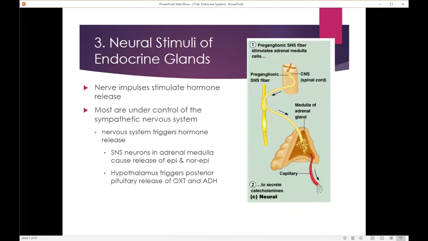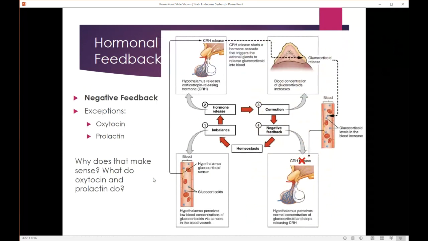Okay. And then neural stimulus. This is when we have a nerve impulse stimulating that hormone release. We see this in times of stress, for instance, so that we can get the release of epinephrine and norepinephrine. We also see it with the hypothalamus triggering the posterior pituitary release of oxytocin and ADH, or antidiuretic hormone. The hypothalamus actually makes the oxytocin and the antidiuretic hormone, and then it gets stored in the posterior pituitary to be released later.